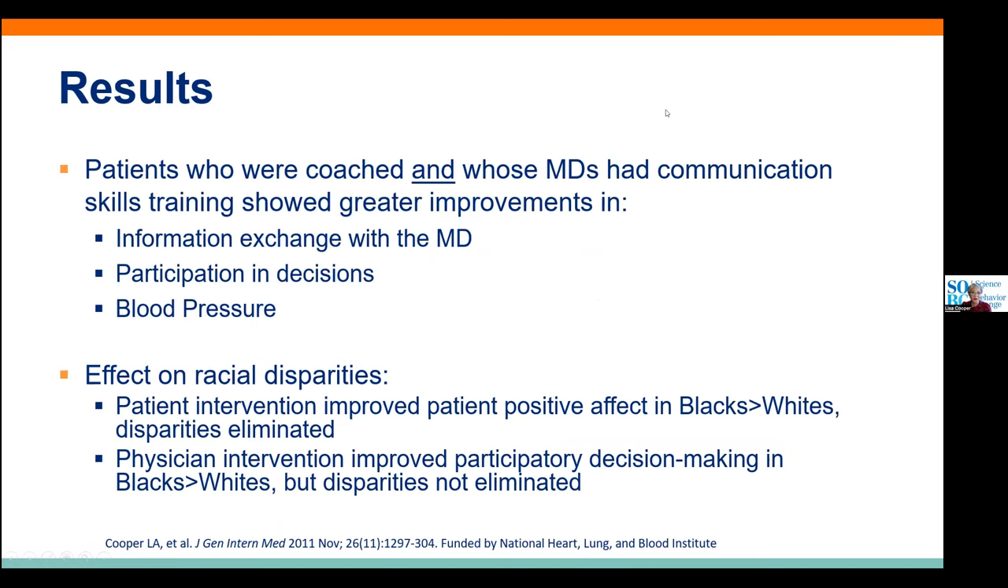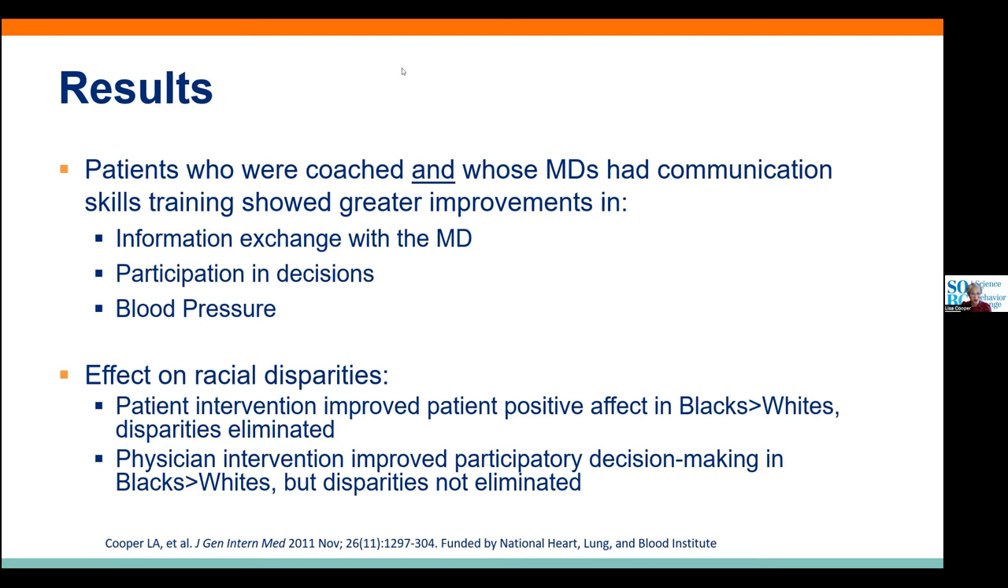So what were our results? We found that patients who were coached by community health workers and whose physicians had the communication skills training showed greater improvements in information exchange with their physician, participation in decision-making, and also in their blood pressure. The effect on racial disparities was that the patient intervention, the coaching, was associated with improved patient positive affect. So patients in that coaching group sounded happier, more relaxed, and more engaged in their visits.